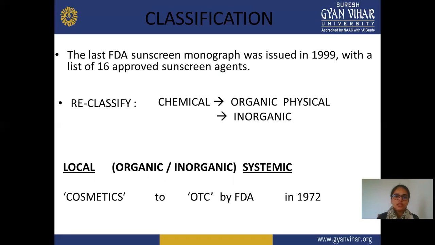In this list, 16 sunscreen agents are approved. In this reclassification, sunscreens are chemical in nature, and in this chemical nature there are two types: one is organic and the second is inorganic. So both organic and inorganic are present in this reclassification. Organic is local and inorganic is systemic, and this cosmetic was made an OTC by the FDA in 1972. In 1972 it was also one of the OTC creams or sunscreens, and it was most recently revised in 1999.